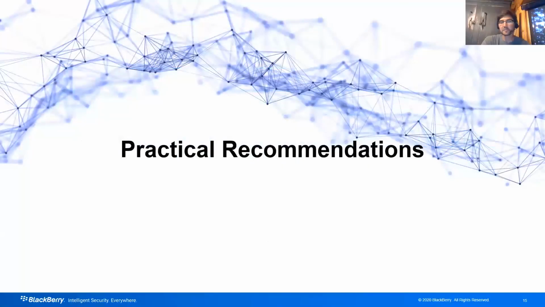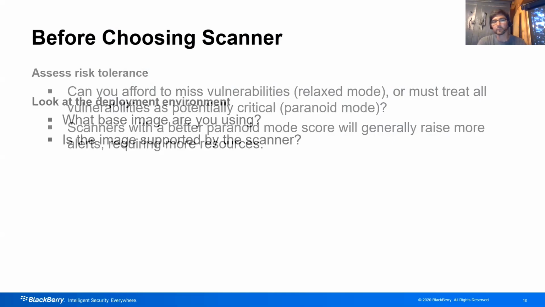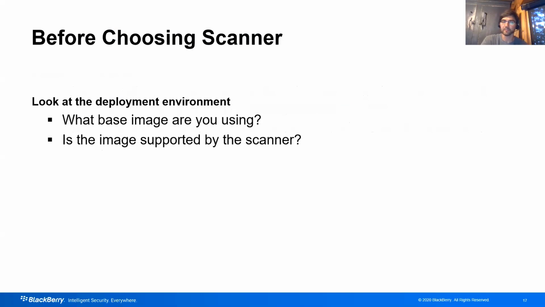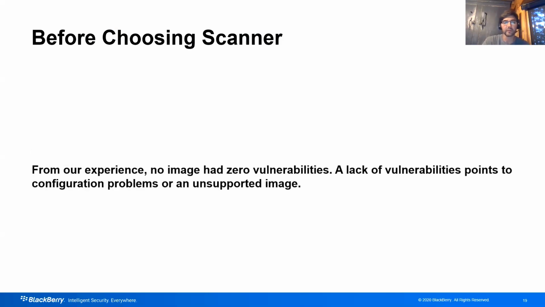Following this process, we developed some practical recommendations for customers. First, before choosing a scanner, assess risk tolerance. Can you afford to miss vulnerabilities? Or must you treat all vulnerabilities as potentially critical, paranoid mode? What base image are you using? Is the image supported by the scanner or not? Because as you saw in the table, scanners perform differently on different distributions, and not every scanner is best in all the distributions. Finally, based on risk first and base image second, use the benchmark results in the table to select the appropriate scanner.